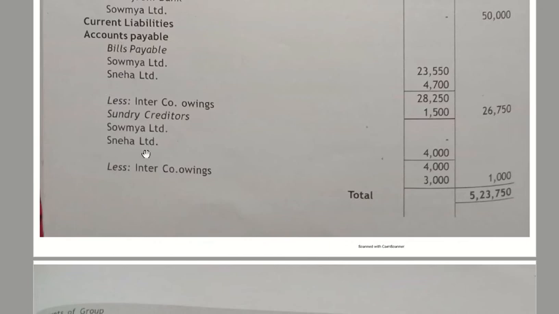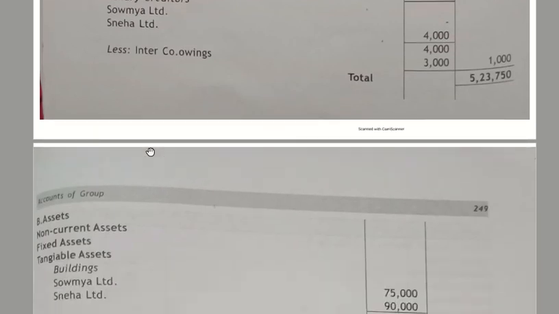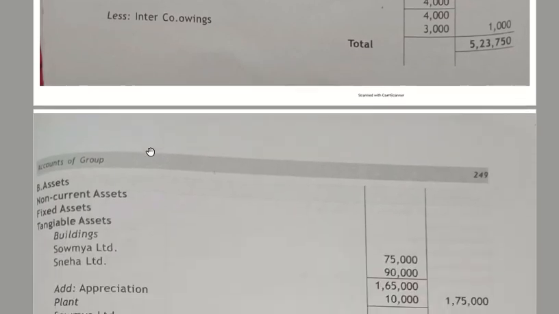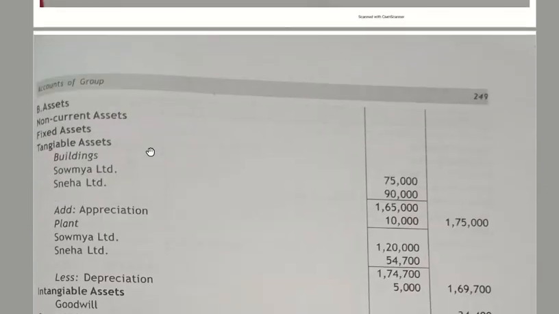Next, sundry creditors, Somya Limited does not have anything. Sneha Limited is 4,000. So your intercompany owings is 3,000. Balance is 1,000. So you get your balance sheet to be tallied by 5,23,750. So moving on to your asset side, we have your non-current asset.